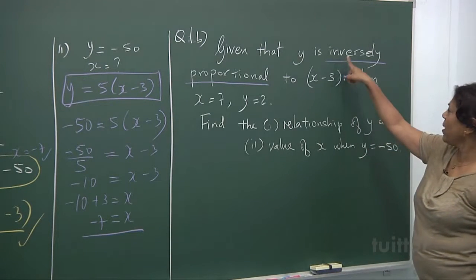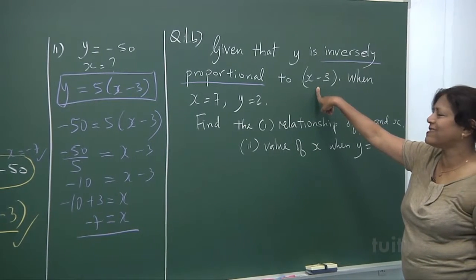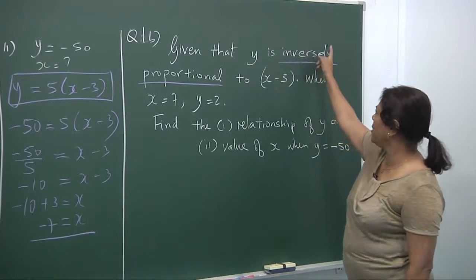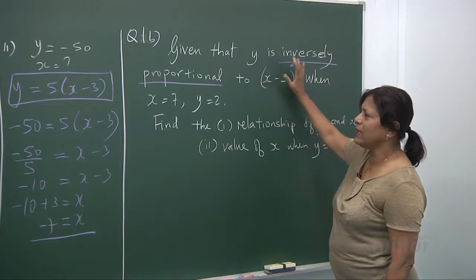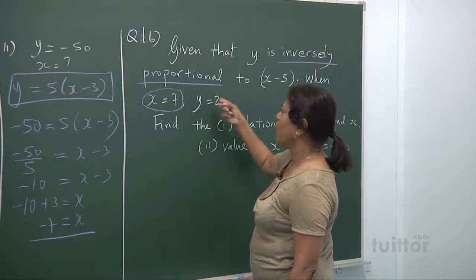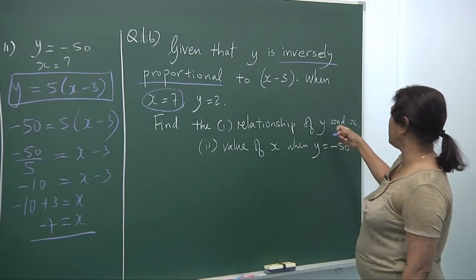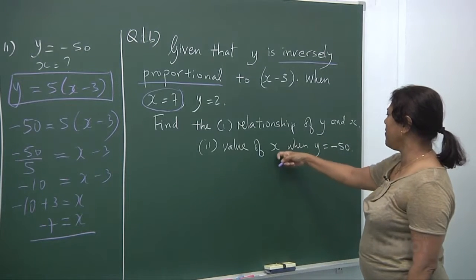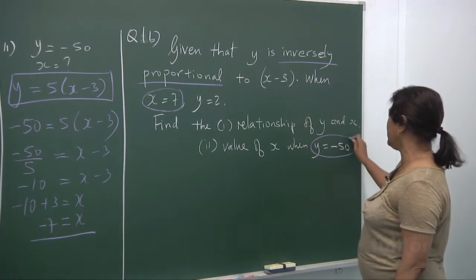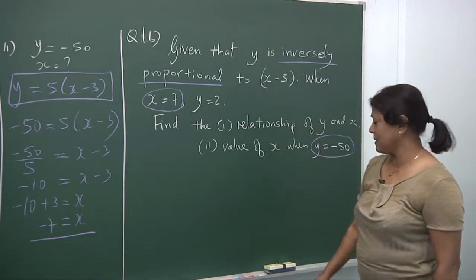Now here, y is inversely proportional to this. I deliberately made it the same, and just by putting the word inverse, you see a totally different thing. I chose the same value when x is 7. Y happened to be 2. Alright? Find the relationship of x and y, and the value of x when y is deliberately chosen the same value, minus 50. So let's look at that.